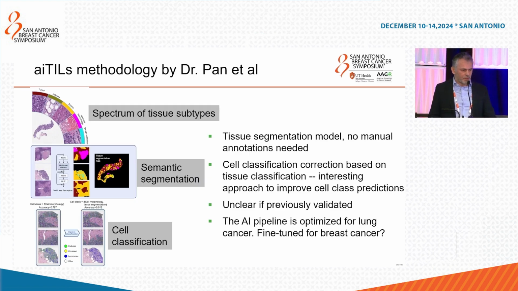The difference in the methodology by Dr. Pan et al. is shown here. They use the tissue segmentation model, which offers the advantage that no manual annotations are needed. And in addition, the cell classification correction is based on the tissue classification, which is a very interesting approach in order to improve the cell class predictions. That is a major question in these models.